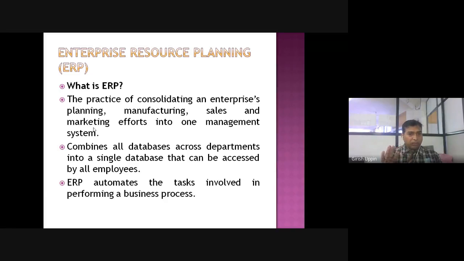HR will be there for every organization. Then marketing and sales department will be there, accounts department will be there, and if it is related to manufacturing, that will be there, and supply chain management. So some departments are common to all organizations. Apart from this, there might be additional departments. And what does it do? It consolidates all the enterprise activities into one management system, combining all databases across departments into a single database that can be accessed by all employees.